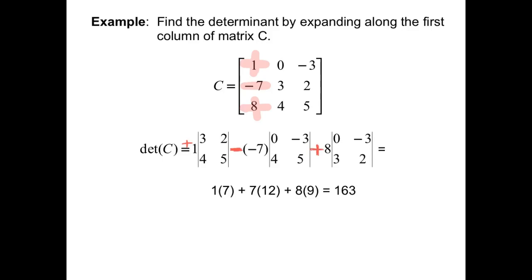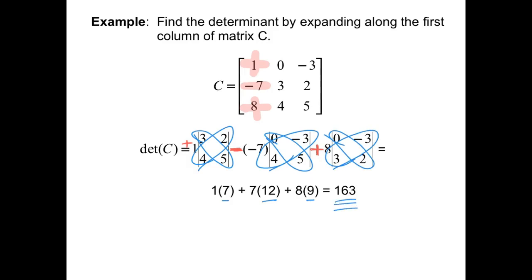And now when I calculate those all out, I end up with 15 minus 8, which is 7, 0 minus a negative 12, which is 12, and 0 minus a negative 9, which is 9. And when I run those calculations, I get 163 for my answer again.